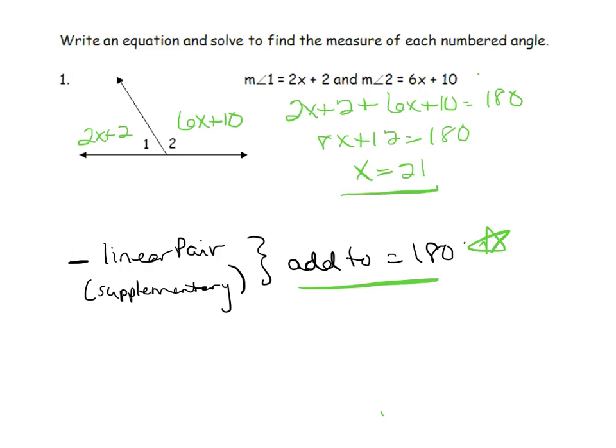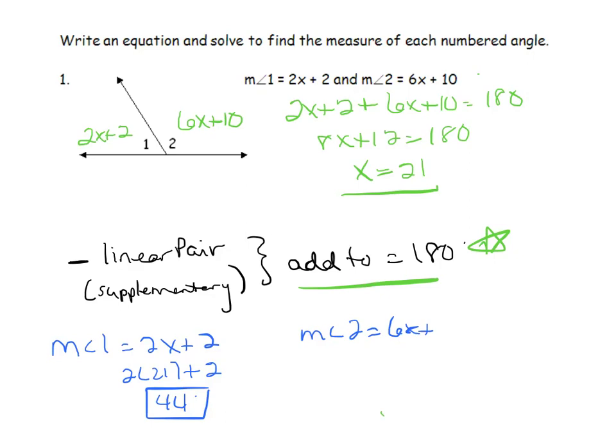All right, hopefully you found that x is 21. Once you know that x is 21, you can go ahead and plug that back in to find your angle measures. Well, the measure of angle 1 is 2x plus 2. So if I plug 21 in there, I get 2 times 21, which is 42, plus 2 gives me 44 degrees. Measure of angle 2 is 6x plus 10. So if I take 6 times 21 and add it to 10, we should get 136.